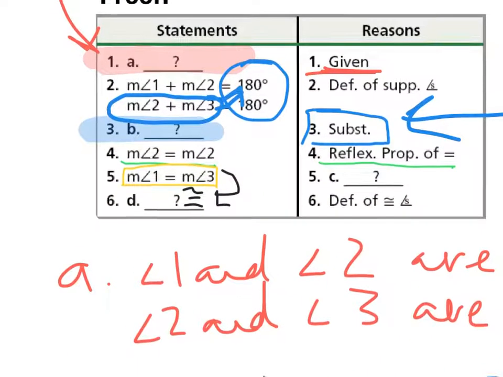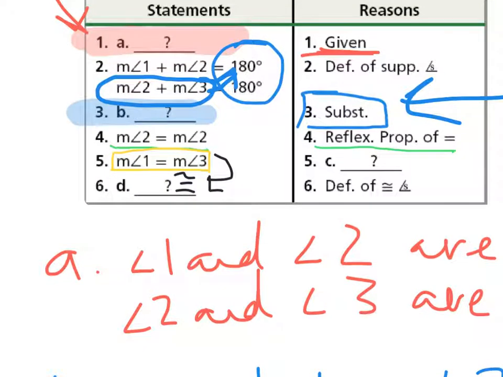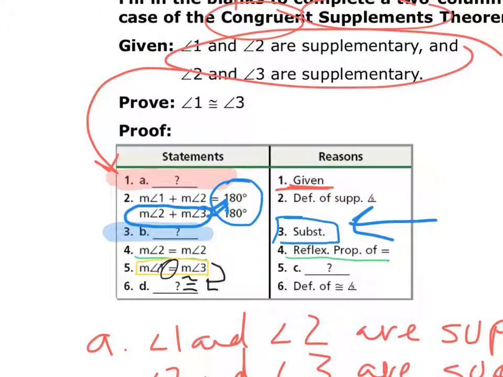So to go from step 5 to 6, if you know two angles are equal, then you know that they're congruent. But you have to make another step, because in this one we're saying that they're equal, but we have to prove that they're congruent. So if you know they're equal, then you automatically know that they're congruent, but you just have to write that as a step and put the definition of congruent angles.